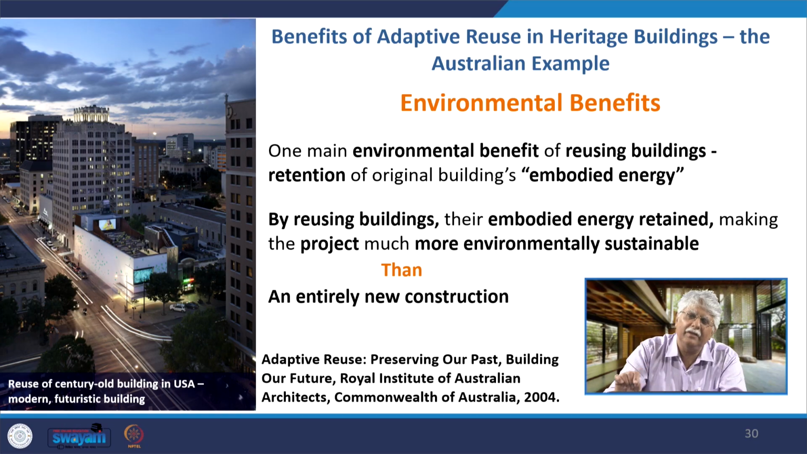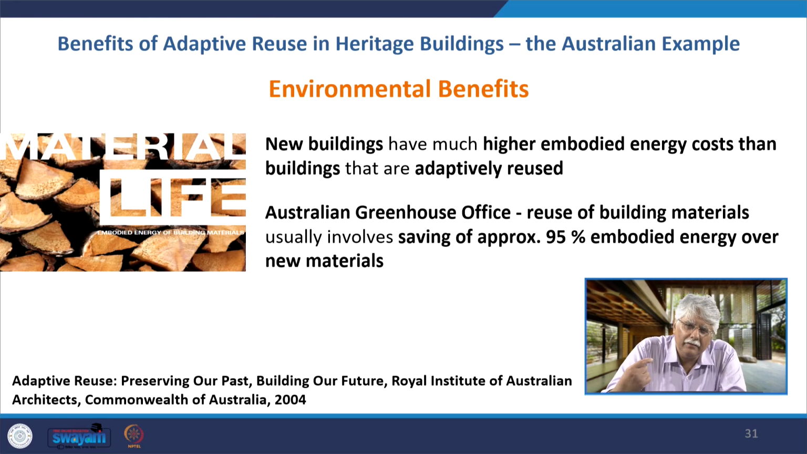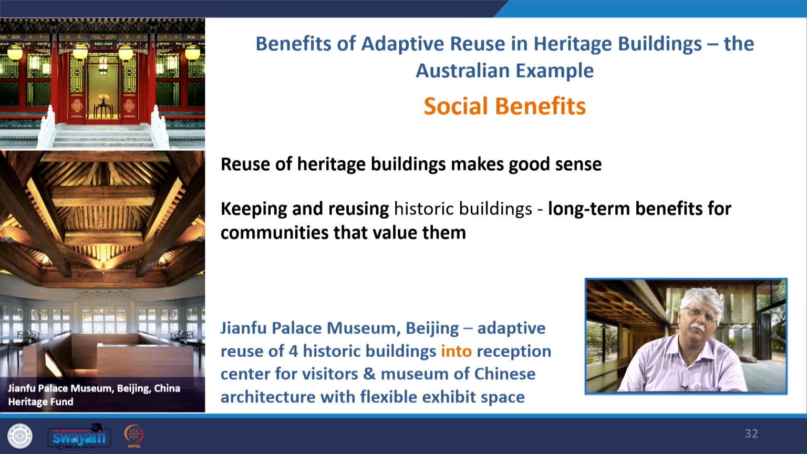By reusing buildings, their embodied energy is retained. That means that we don't add to it, making the project much more environmentally sustainable than an entirely new construction. New buildings have much higher embodied energy cost than buildings that are adaptively reused. According to the Australian Greenhouse Office, reuse of building materials usually involves saving of approximately 95% of the embodied energy over new materials. The social benefits, because we are reusing heritage buildings, it makes a lot of good sense.